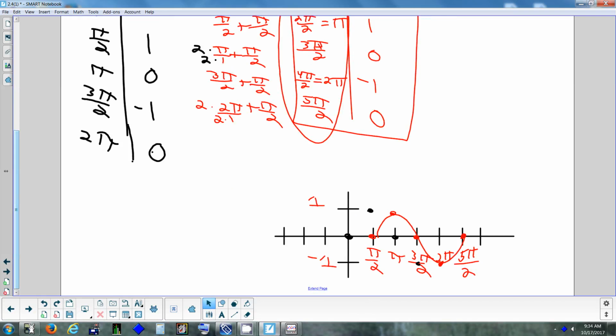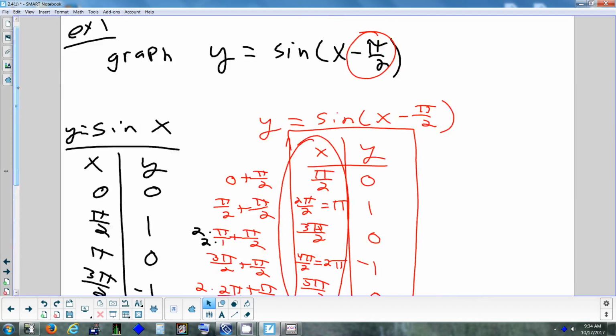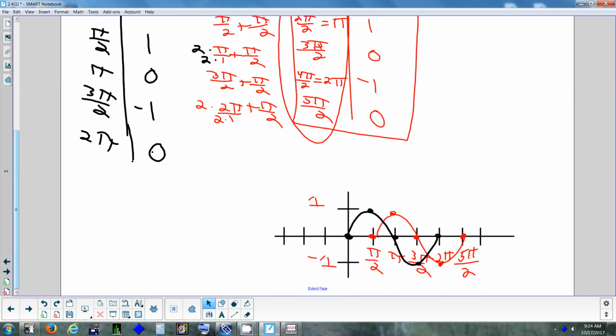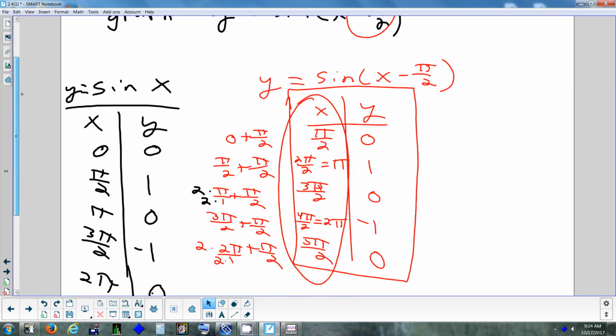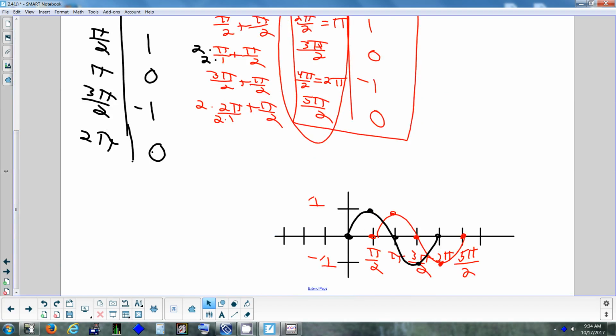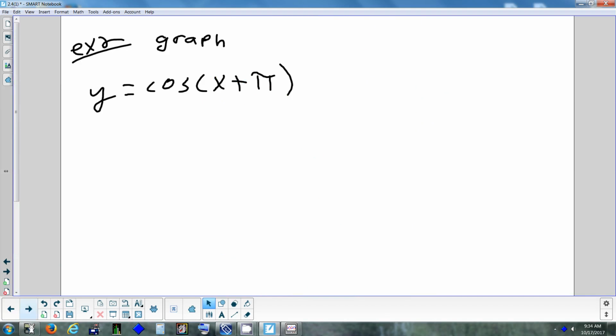You don't have to sketch the original at the same time. I'm just showing it to you. The one in black is the original. The one in red is the new one. So this graph shifted right, and that's exactly what should happen anytime you subtract. It should shift right. Any questions on that? Okay, so that was a shift by pi over 2 to the right. Let's try a shift by pi to the left. And we're going to use a different function.